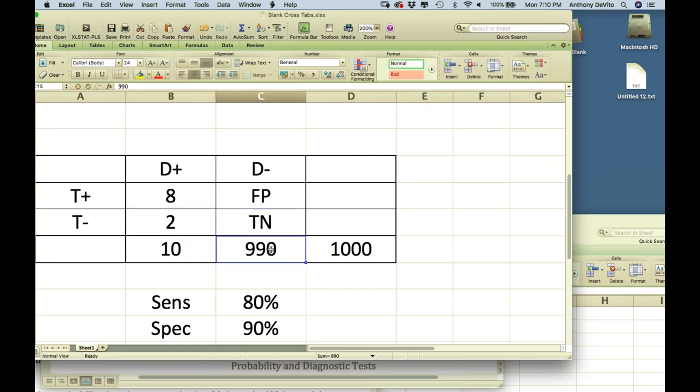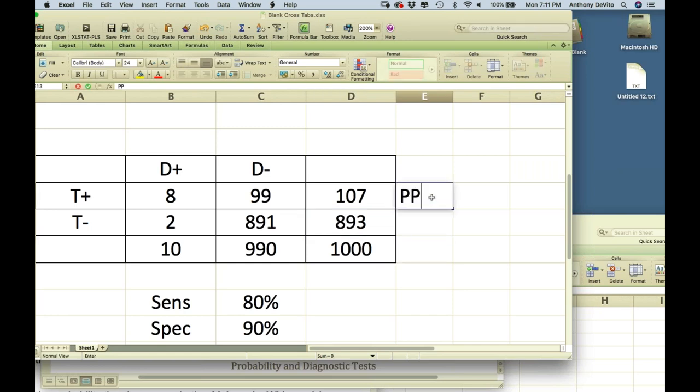Out of 990 people, with a 90% accurate test, how many people would we expect to be correctly identified as not having the disease? I'm going to do false positives first, because that's going to be 10% of the 990, so that's going to be 99. It's easier to calculate. And that would leave 891. So we add these together. How many people tested positive here? 107. How many tested negative here? 893. Adds up to 1,000.